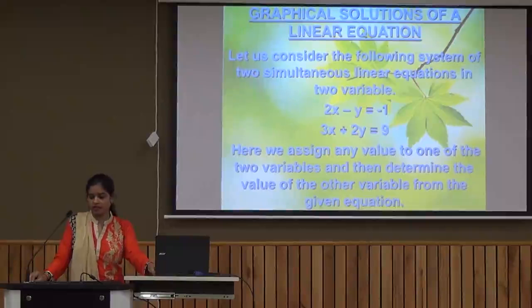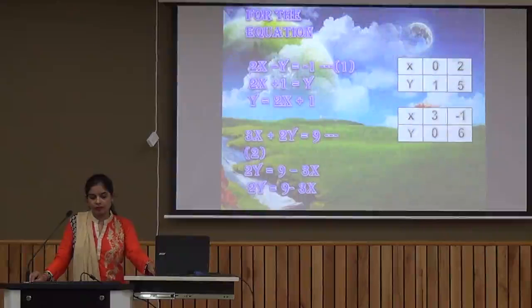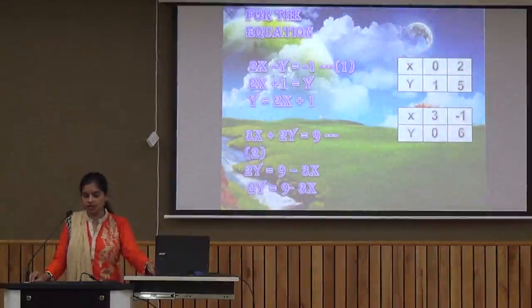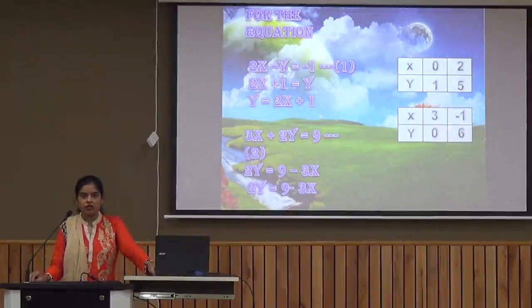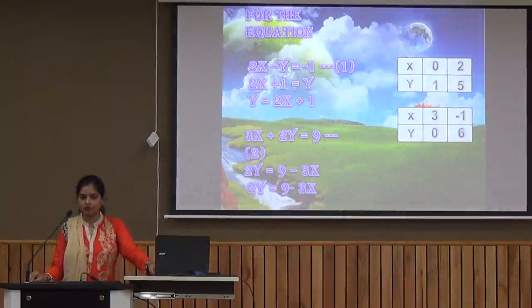Here we assign any value to one of the two variables and then determine the value of the other variable from the given equation. For example, the equation is 2x minus y equal to minus 1. Now we can write it as 2x plus 1 equal to y. We have taken the y variable to the right hand side of the equation. Now we can find the value of y as 2x plus 1. On the right hand side the variable is x, so we can take any values of x and put them in that equation so that we can find the values of y.